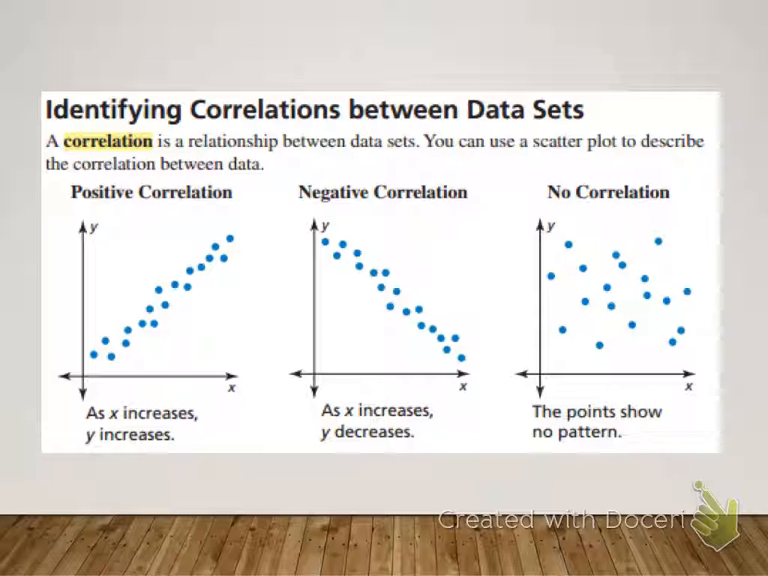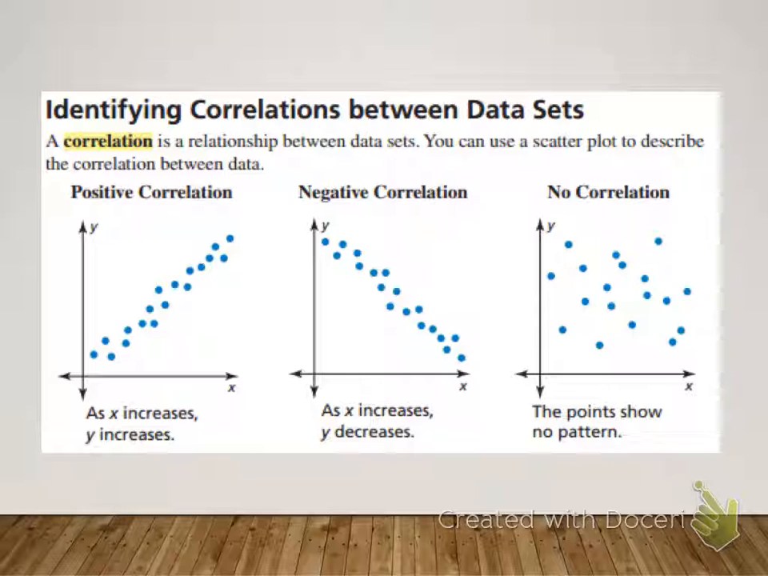So when we're identifying correlations between data sets, a correlation is just a relationship between data sets. You can use a scatter plot to describe the correlation between data. If all your points are kind of close together, and as x increases, y increases, you know you have a positive correlation. You can think of this kind of like your slope. Remember, if you're reading from left to right, if it's going up, you've got a positive slope. So this is a positive correlation.